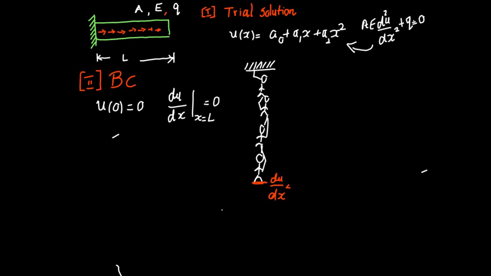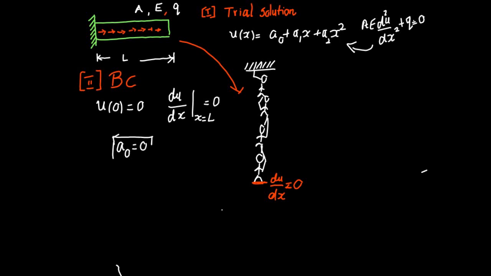So it is exactly for the same reason why you put the strain here as 0. So both these conditions are almost similar. Okay, so let us try to apply this boundary condition. At x is equal to 0, the value of u is 0. So that should give a naught to be 0.